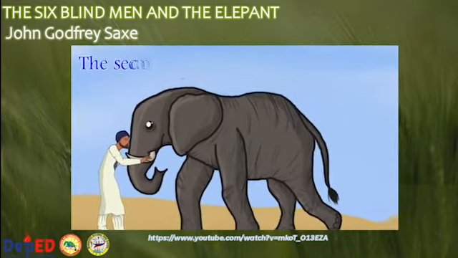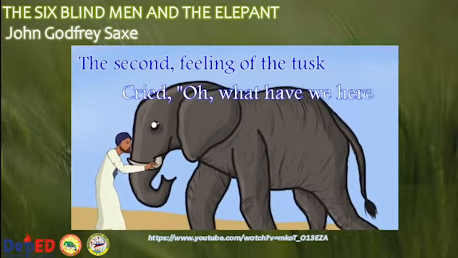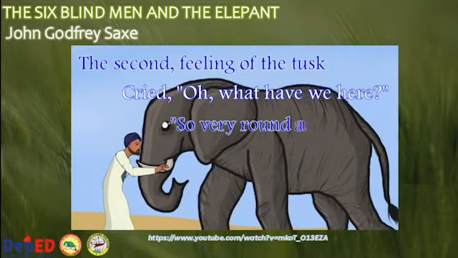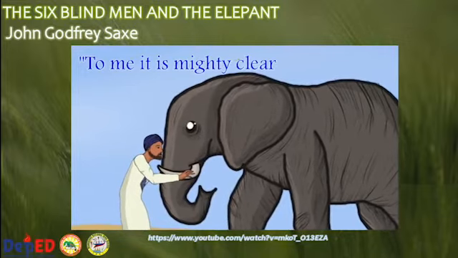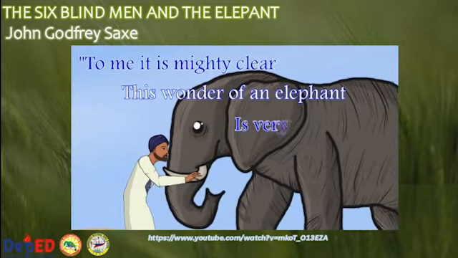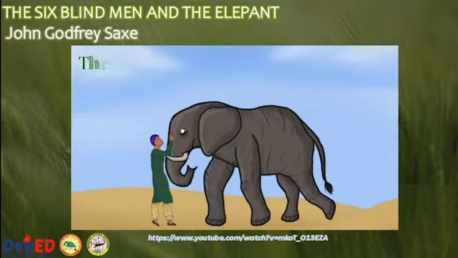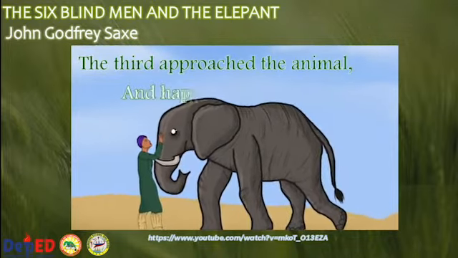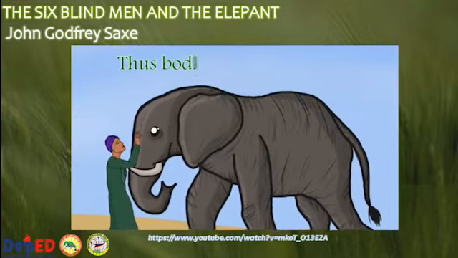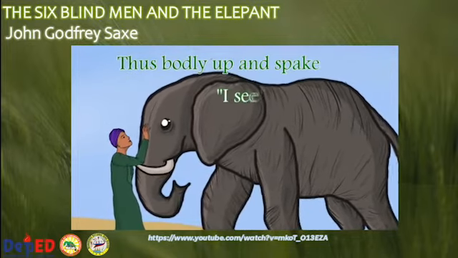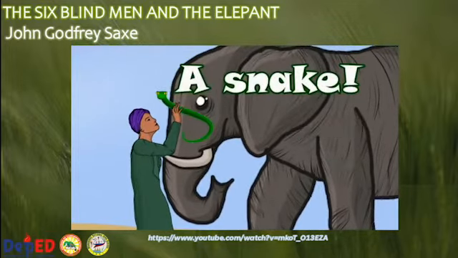The second, feeling of the tusk, cried, "Ho, what have we here? So very round and smooth and sharp. To me 'tis mighty clear this wonder of an elephant is very like a spear." The third approached the animal, and happening to take the squirming trunk within his hands, thus boldly up and spake, "I see," quoth he, "the elephant is very like a snake."